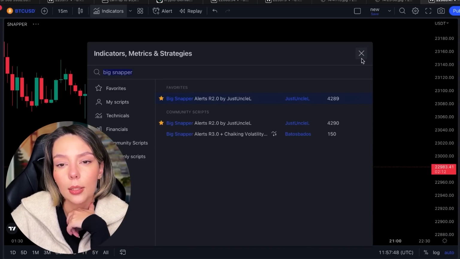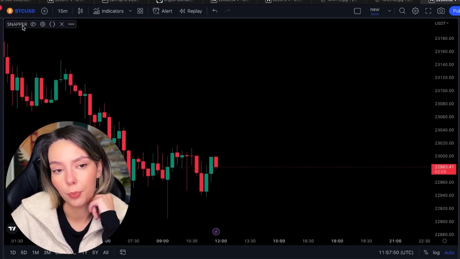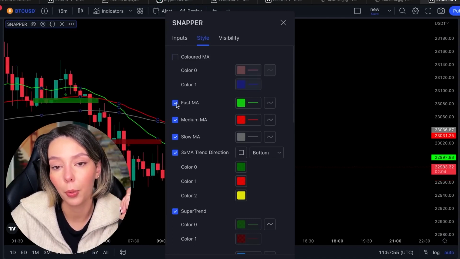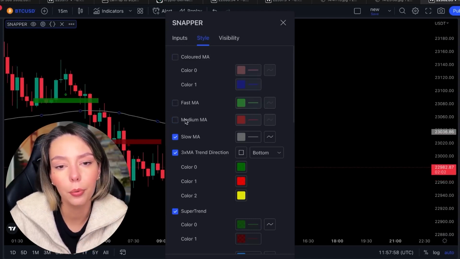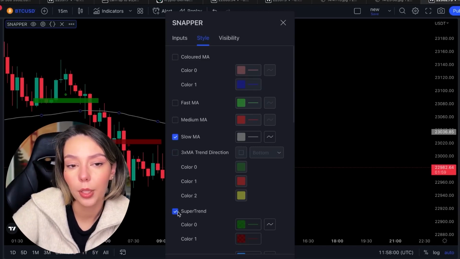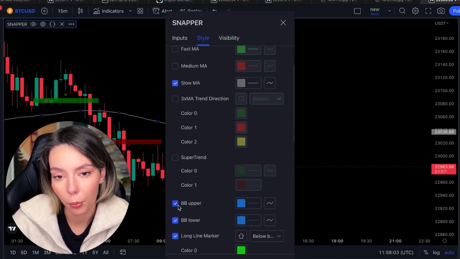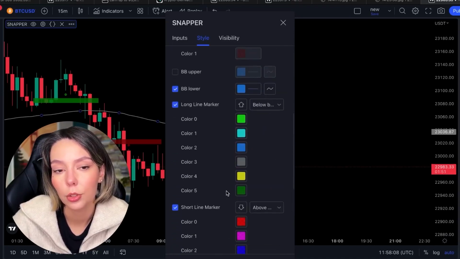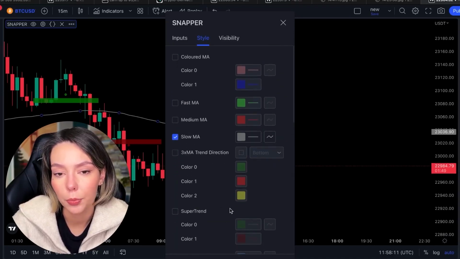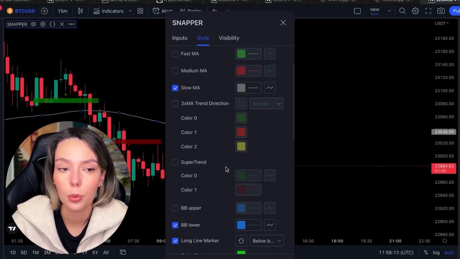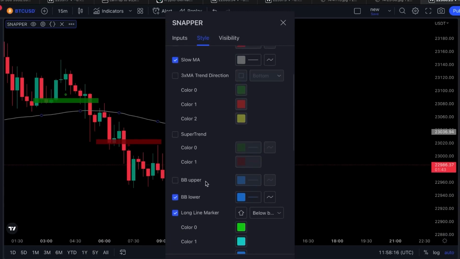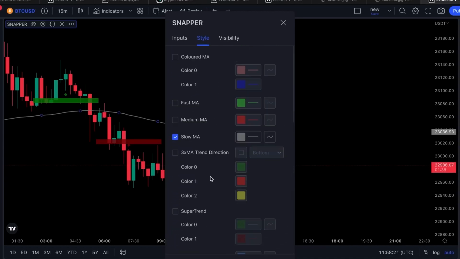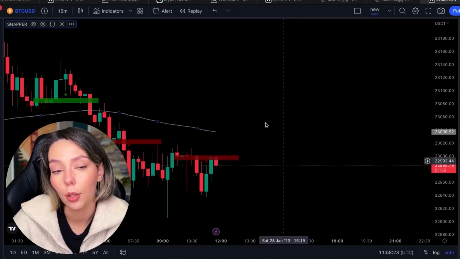Go to indicator settings and head to the style section. We need to uncheck a lot of items, so you better follow my lead. Here, uncheck all these moving average items except for the slow MA. Please include the trend direction, super trend and bullish rhythm. We totally don't need this. Once done, you can click OK.